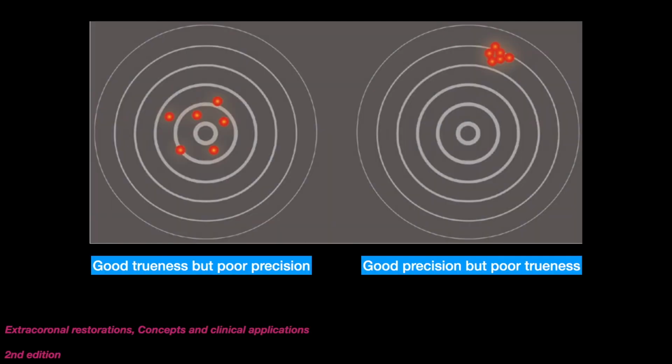I took this figure from the book Extracoronal Restorations, and it clearly explains the difference between trueness and precision. On the left hand side, you can see good trueness but poor precision, while on the right hand side you can see good precision, meaning all the scans are close together, with similar results, but they are not true, because trueness is in the middle and the scans we took are far from the middle, from the actual true geometry.